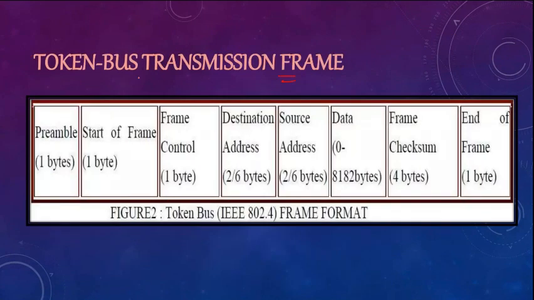So the frame in token bus transmission is given like this. There will be a preamble of 1 byte, then start of frame of 1 byte, then frame control of 1 byte. The destination address can be 2 to 6 bytes: if the standard or universal address is used, it will be 6 bytes, otherwise 2 bytes. Then the source address, then data, which can range between 0 to 8182 bytes. Then the frame checksum of 4 bytes, and an end of frame of 1 byte. This is the format of the token bus, or IEEE 802.4, frame.